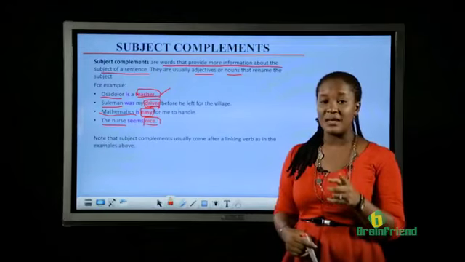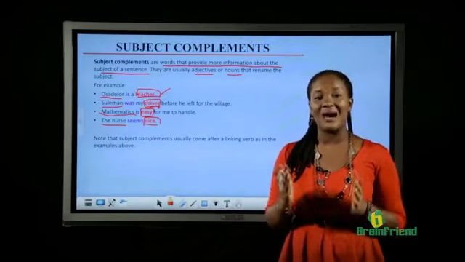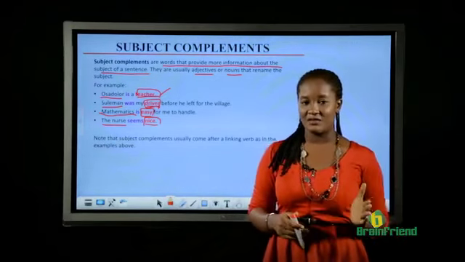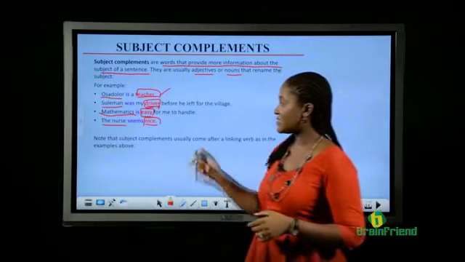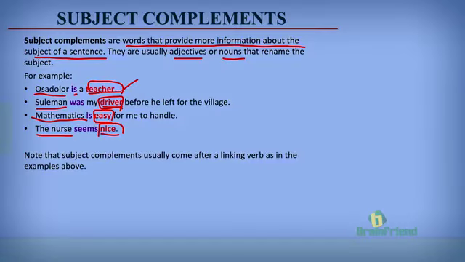Now note that complements, subject complements, usually come after linking verbs, as we have in these examples on the board. Is is a linking verb. Was, is, seems are all linking verbs. So, subject complements usually occur after linking verbs in sentences.